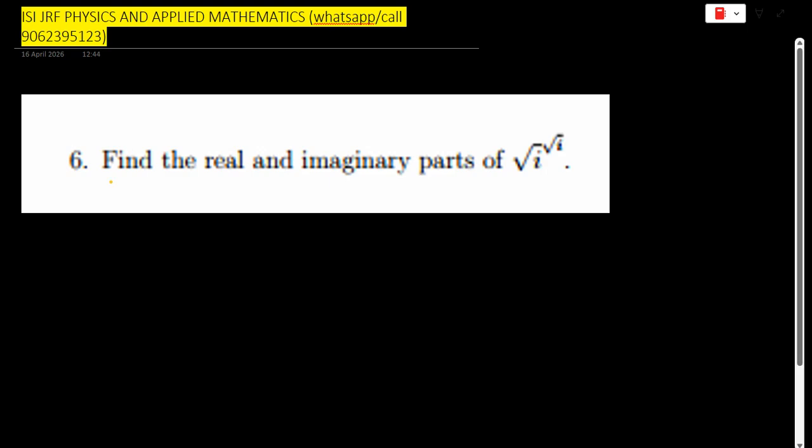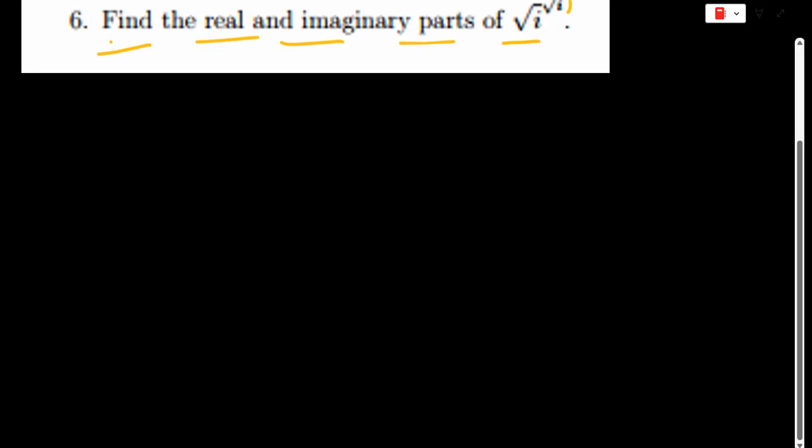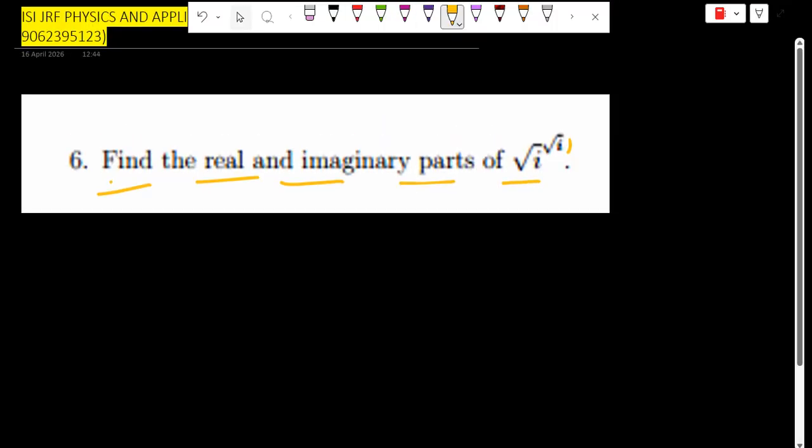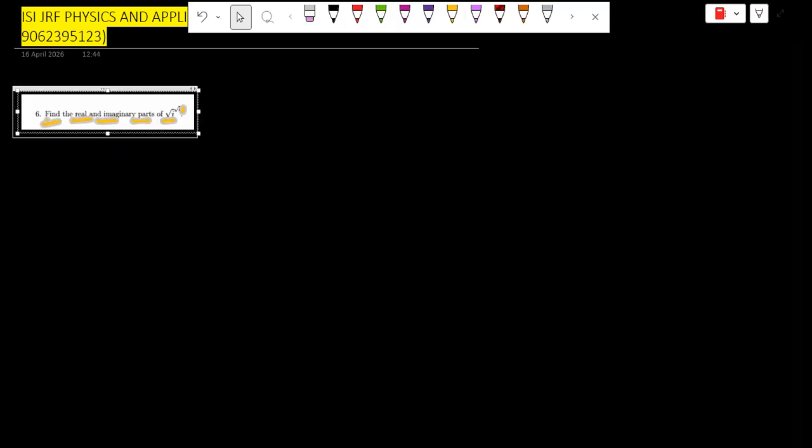Question says, find the real and imaginary parts of root i to the power root i. Okay, so we will solve this together. Now, first we take the square root of i, okay, then we raise it to the power i. So mathematics today is clearly not in a stable mood.